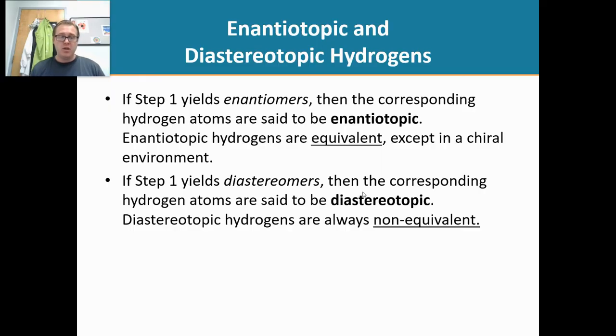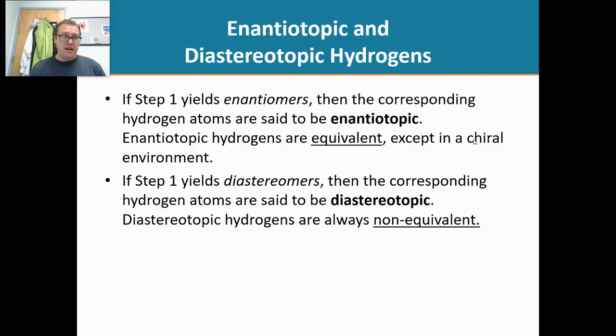So if I show you a molecule and ask, are these hydrogens equivalent, and you find out that they're enantiotopic, you would say yes, they are equivalent, because you're just assuming that it is not in a chiral environment. So enantiotopic hydrogens are equivalent unless specified in the problem that they are in a chiral environment. If they are in a chiral environment, then they are not equivalent.